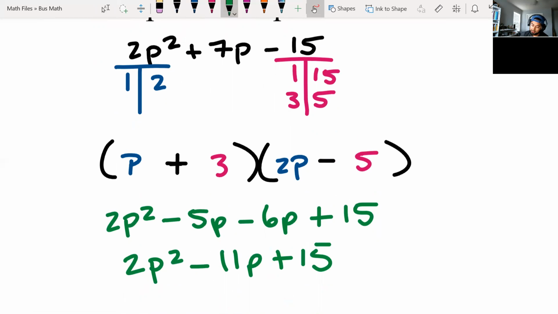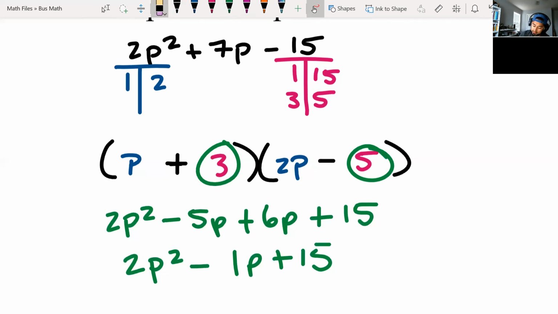So if that's a plus, I still get 2p squared. I still get negative 5p, but now I get positive 6p, and that would just leave me with negative 1p, which still doesn't look like the above, right? So there are some quick fixes. Since 3 and 5 didn't work this way, one of the quick fixes is to switch the numbers around. So we're going to swap the number placement.